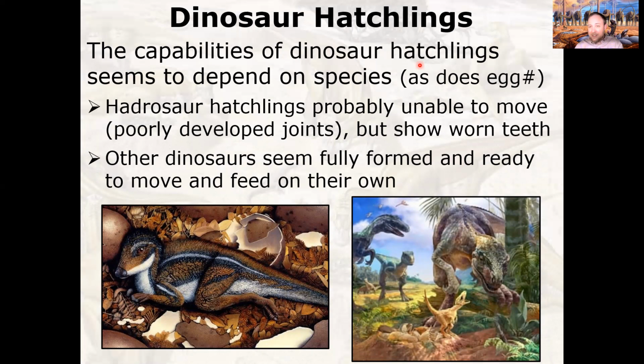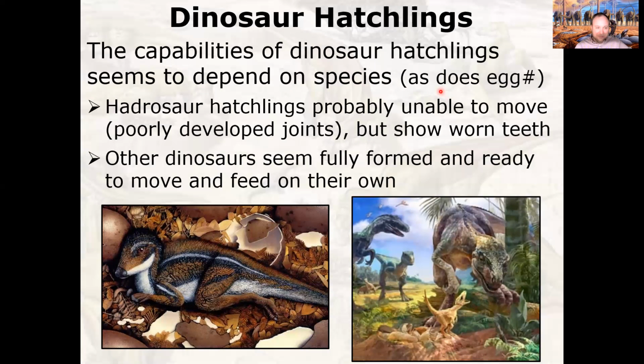It's going to vary from species to species, but it seems to at least roughly depend on, or be related to, the egg number. In general, the lower the amount of eggs that they have, that probably means they're devoting more energy and attention to making sure those eggs survive. There's less eggs in the basket, I guess.